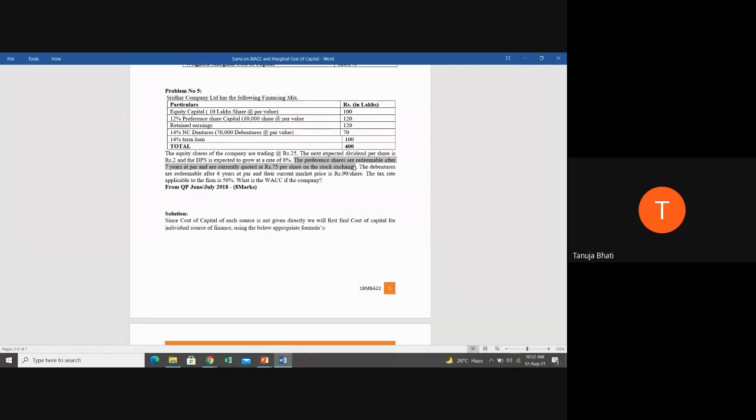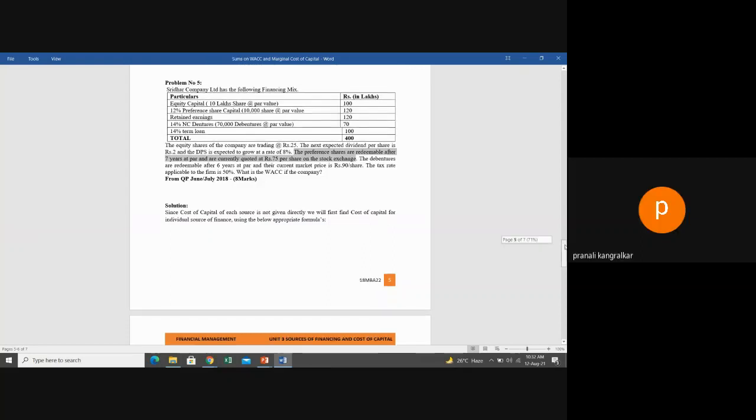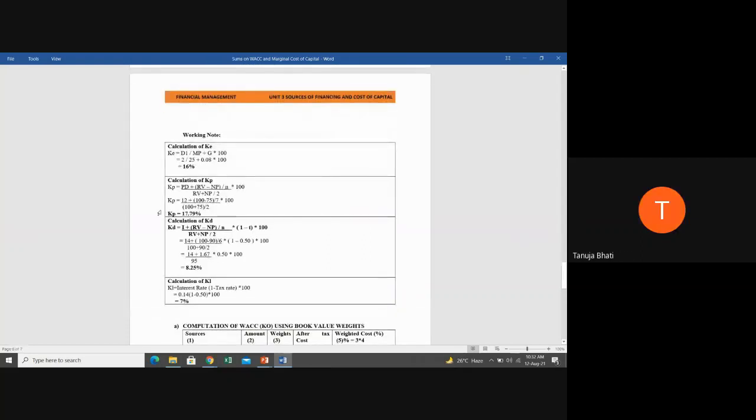Yes, ma'am. We are just going to put the figures in the formula. That is PD is 12, RV 100 minus NP 75, the whole divided by N, that is 7, the whole divided by 100 plus 75 divided by 2, into 100.